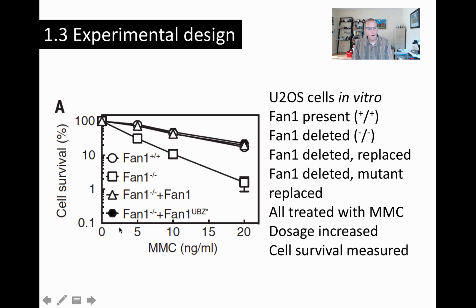So what is the dependent variable here? The dependent variable is what we're going to measure. So that's cell survival. Cell survival is dependent on the genotype of the cells and the presence or absence of mitomycin C. So at this treatment level down here of 0 nanograms per mil, all of the cells survive. But as we increase the concentration, we start to see differences between the FAN1 wild type and the FAN1 null, and the FAN1 null that's had the FAN1 UBZ mutant put back in.